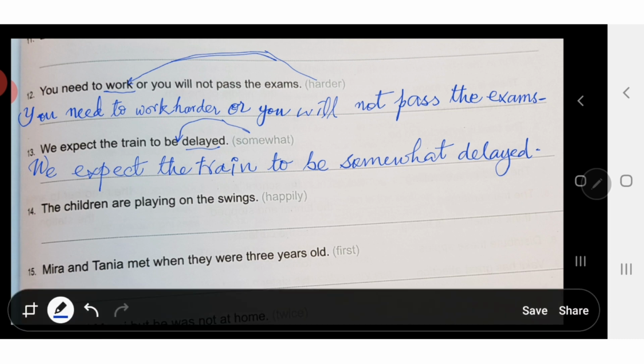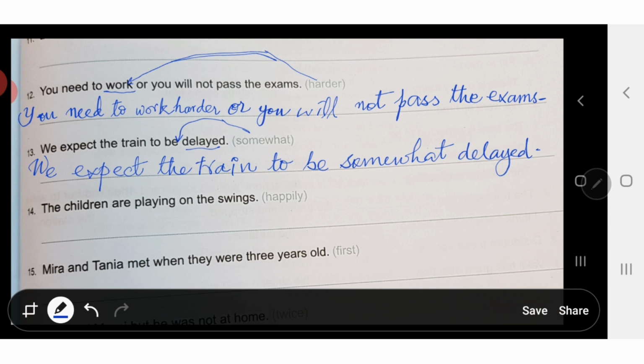Easy? Yes, very easy and interesting. Now let's come to number 14. The children are playing on the swings. Bracket says happily. Happily is what kind of adverb, students? Yes, happily is the adverb of manner. So students, let's pick this one.